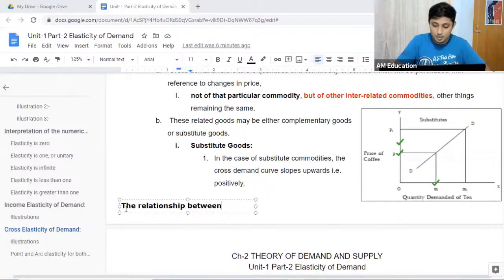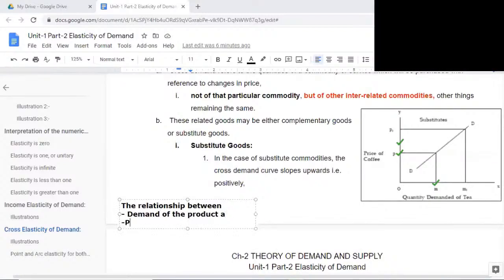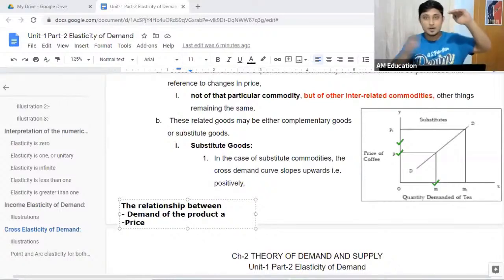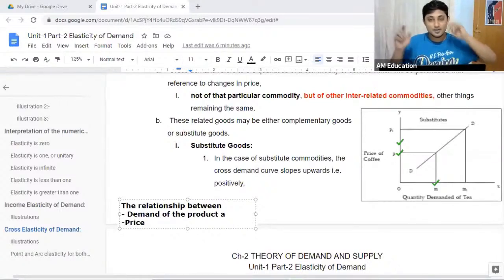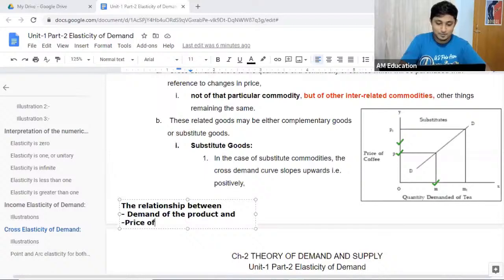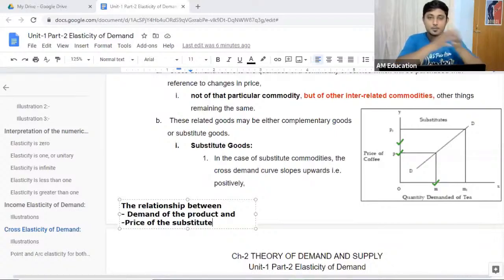What two items are we talking about? The demand of the product and the price of the product. If the price increases, demand increases, is it? We are talking about the demand of the product and the price of the substitute.